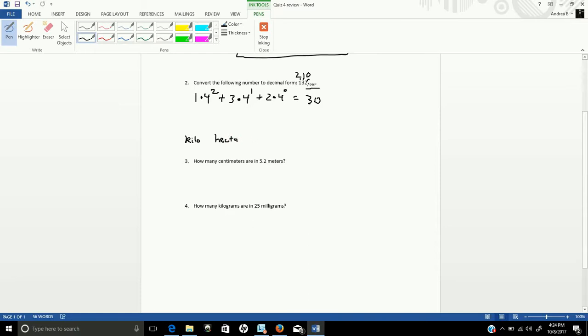So our prefixes, we had kilo, we had hecto, we have deca, and then we've got our base unit, which could be meters, could be grams, could be liters, any of the units that we have for the metric system, just whatever that base unit is. And then we have deci, centi, and milli.